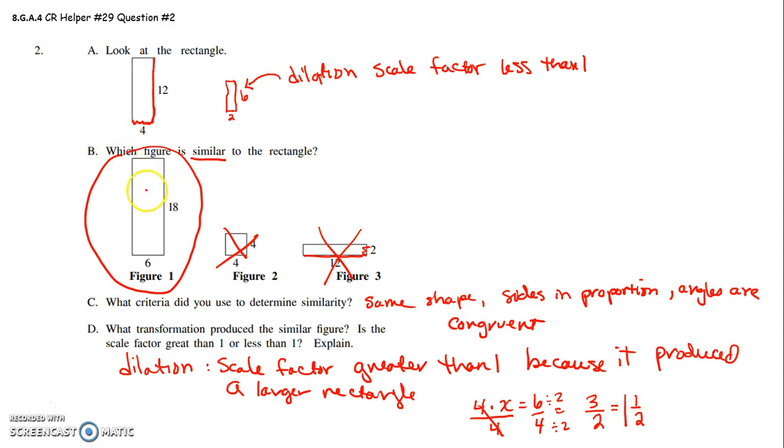That's why it's a blown up version. Scale factor of less than 1 would produce a shrunk down version. A scale factor of exactly 1 would produce a congruent figure. So we want it similar but not congruent. All right, I hope that helps. Dilations produce similar but not congruent. Hope that helps.